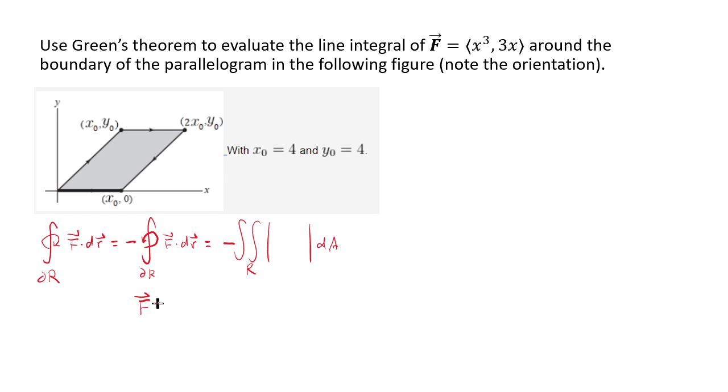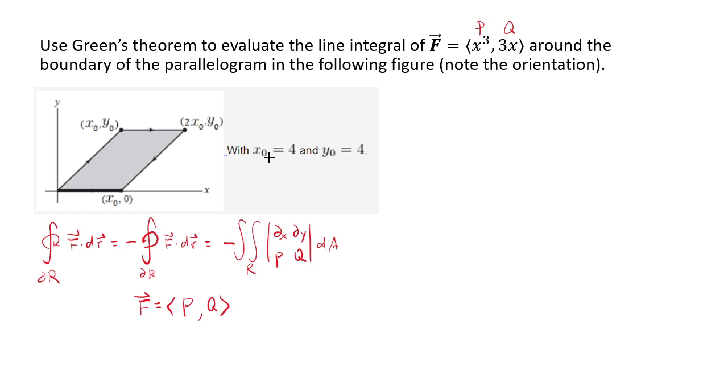And if you say the vector field F has x component P and y component Q, in our case this will be our P and then this will be our Q, then this is what goes inside. Okay, so apart from that, this is the standard Green's theorem question. Let's look at the domain and see what happens here.